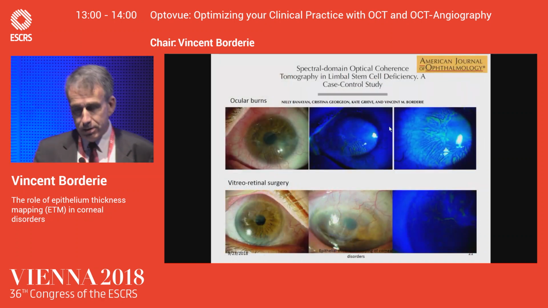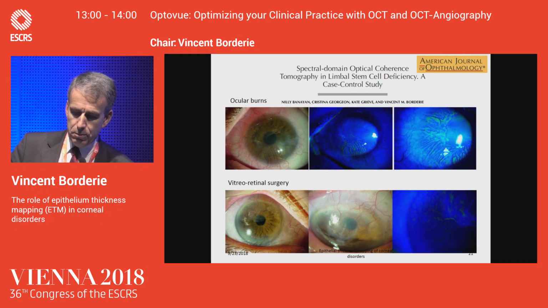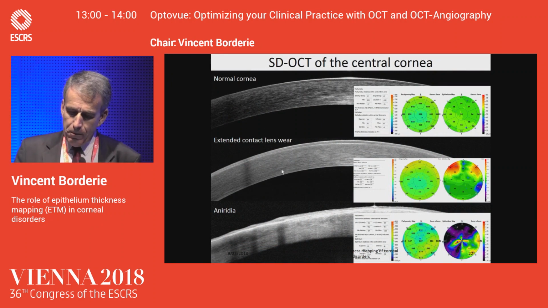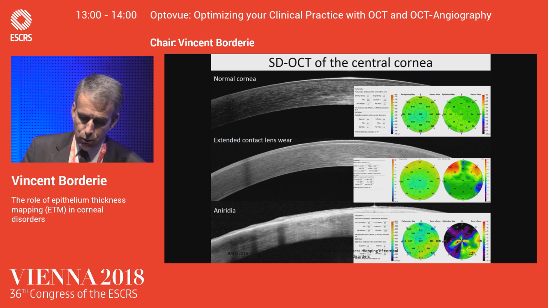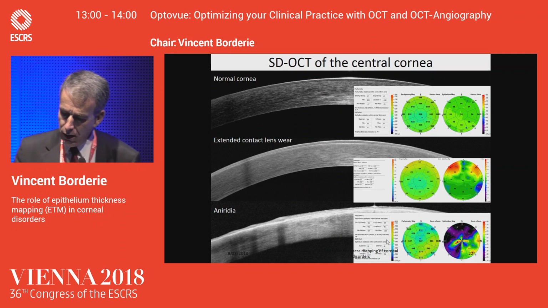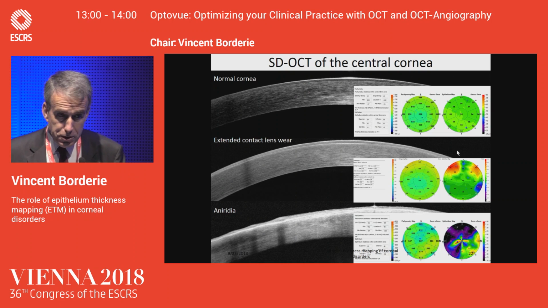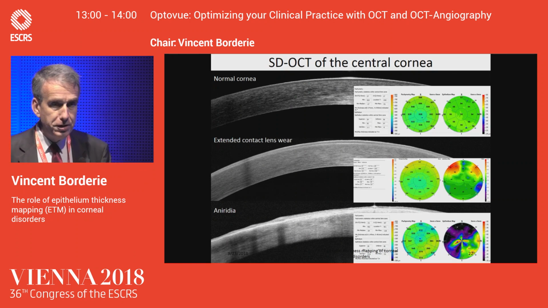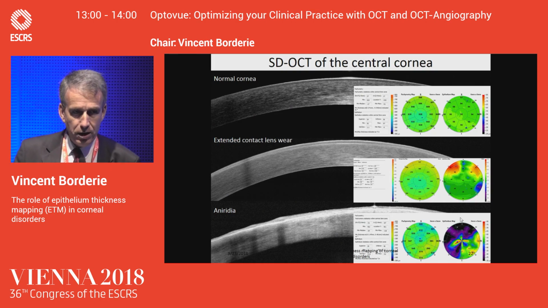We were interested in the diagnosis of limbal stem cell deficiency with OCT. Here you have three different corneas. One is a normal one, a moderately affected cornea with extended contact lens wear, and a severely affected cornea with limbal stem cell deficiency related to aniridia. Just have a look at the epithelial maps. You have clear differences between the normal cornea and the cornea with severe limbal deficiency, which features high variability of corneal epithelial thickness.